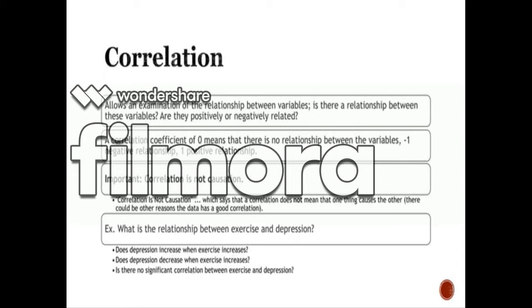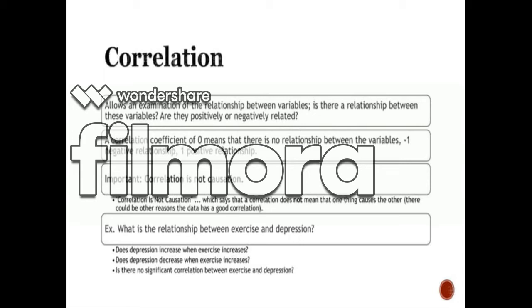Let's talk about correlation. Correlation allows an examination of the relationship between variables. So is there a relationship between these variables? Are they positively or negatively related? A correlation coefficient of 0 means that there is no relationship between the variables. So negative relationship or positive relationship. As you can see, negative relationship is presented with the negative sign, and the positive relationship doesn't have any. So it's just a normal number. Important: correlation is not causation.